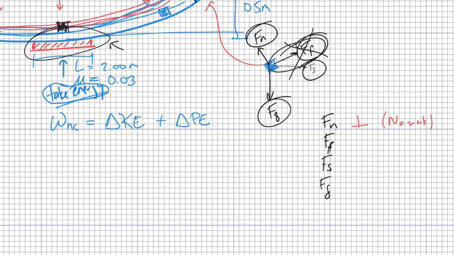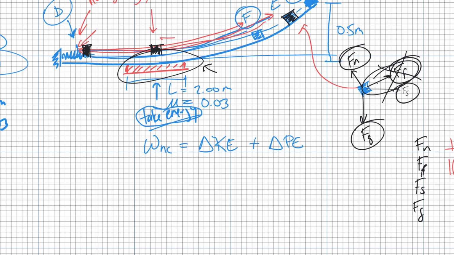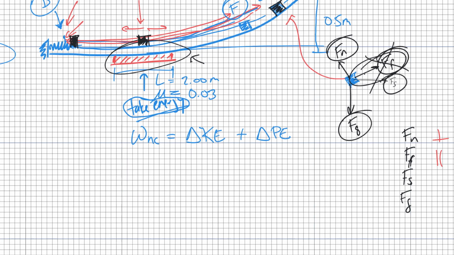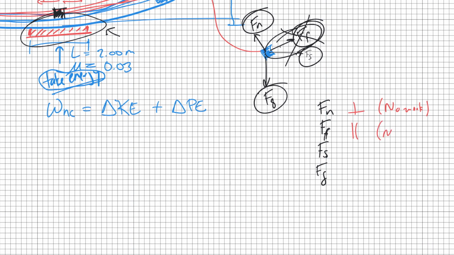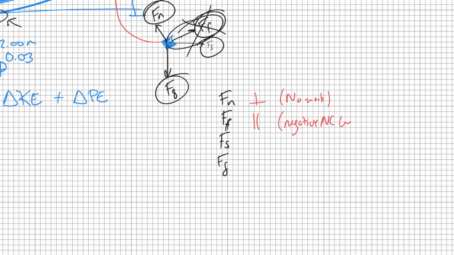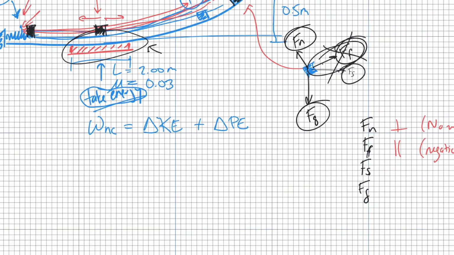Okay, force of friction. This is parallel to the movement. Like if we look at this object right here, the force of friction is going this way when the object's going that way. However, it is in the opposite direction, so we'll do negative, non-conserved work.